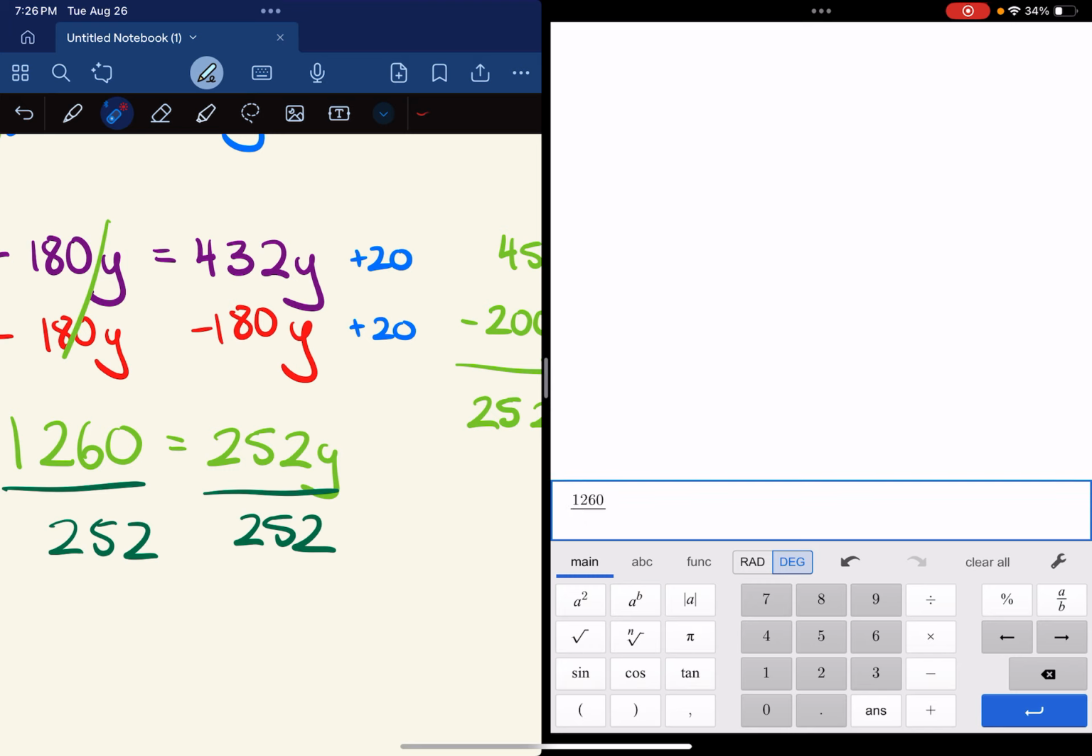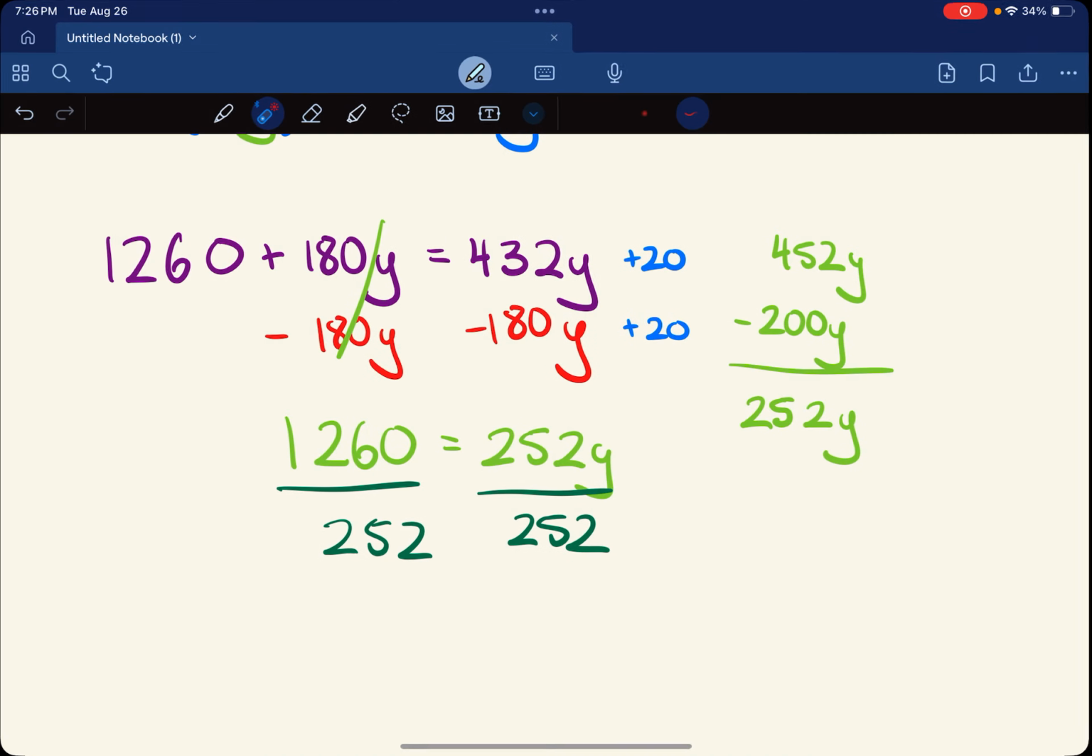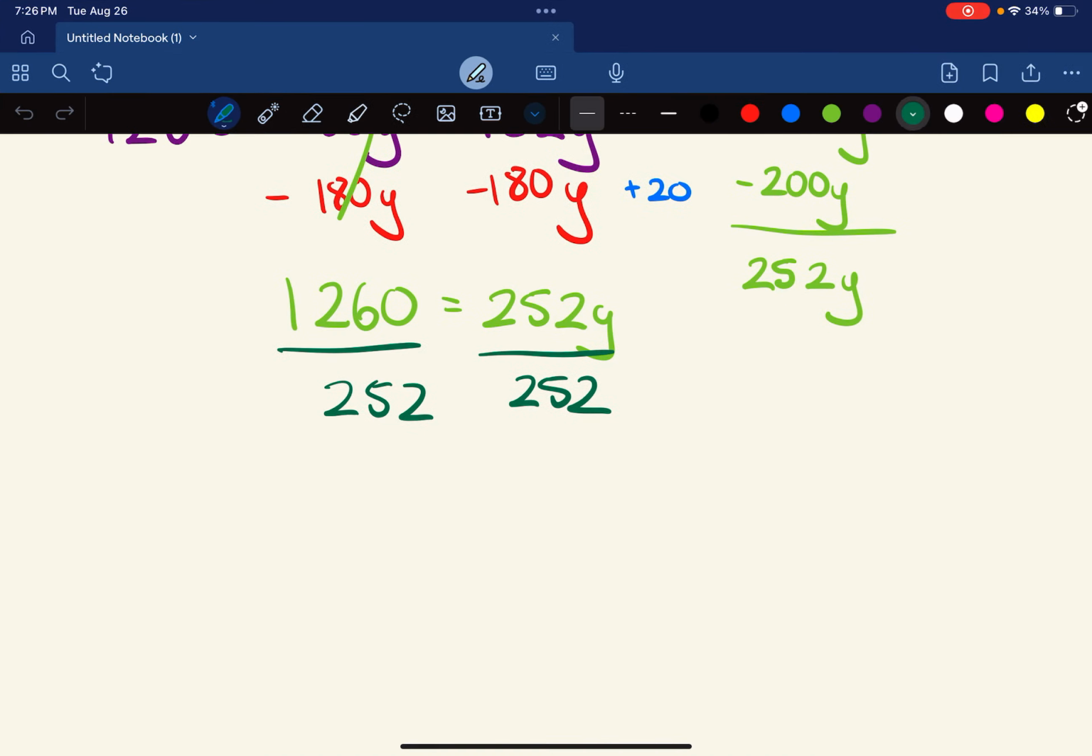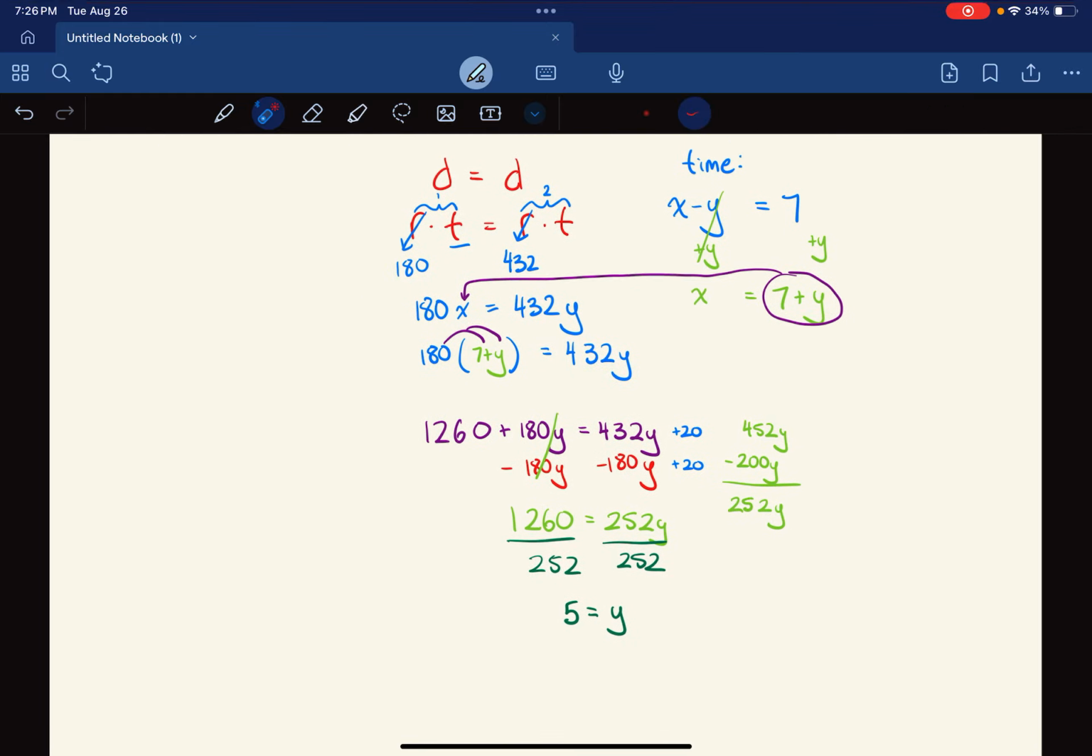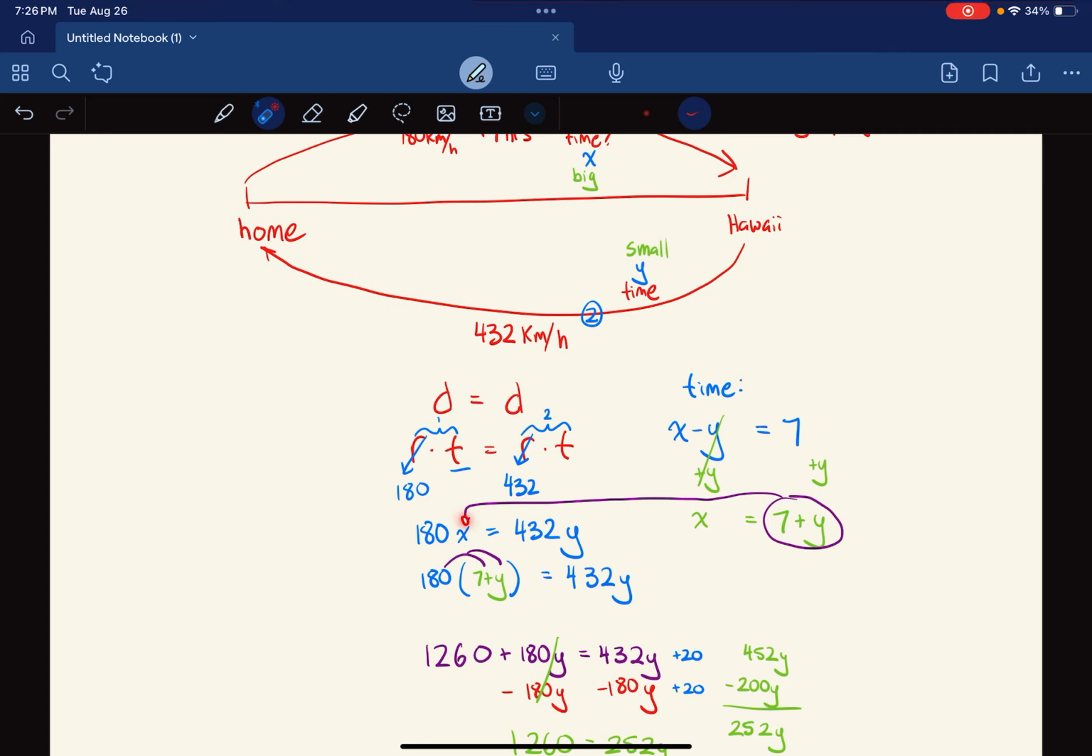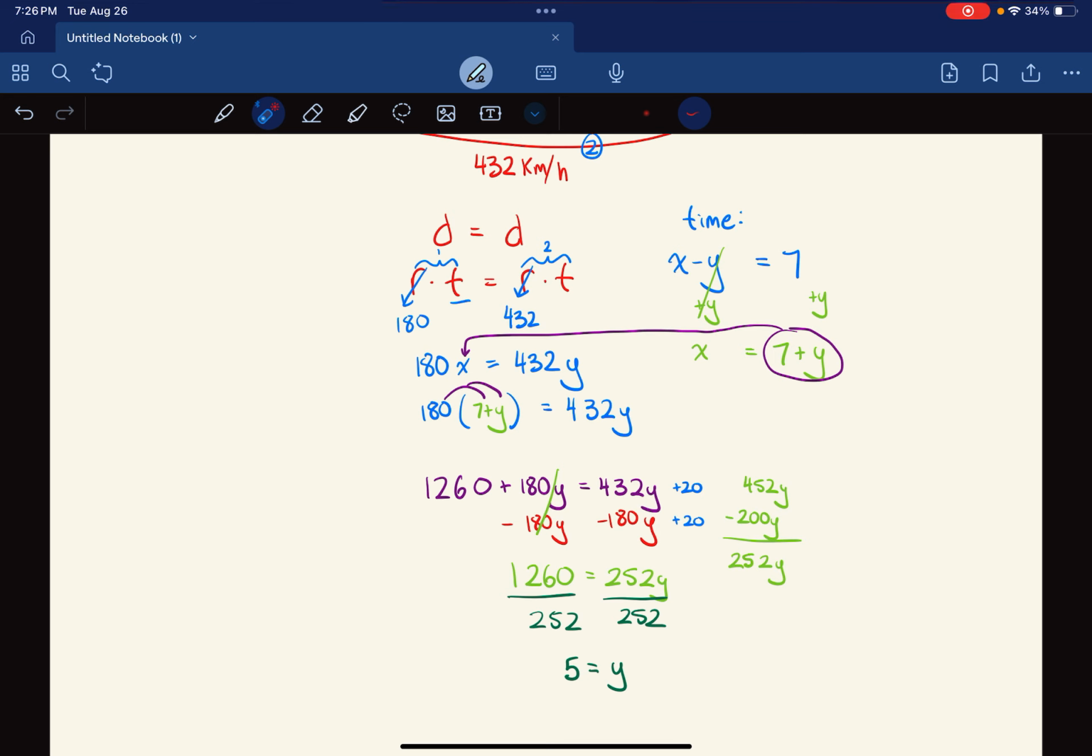1260 divided by 252. See, I said either 5 or 6, and I was right. It's 5. Okay, so let's come back over here and say that this number is 5. So 5 is equal to our y. And again, we're not done, unfortunately, because we're not solving for y. We're solving for x. That was the number that we were after. That's this one.